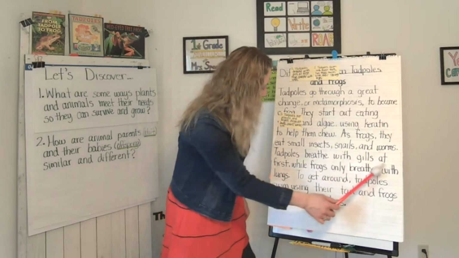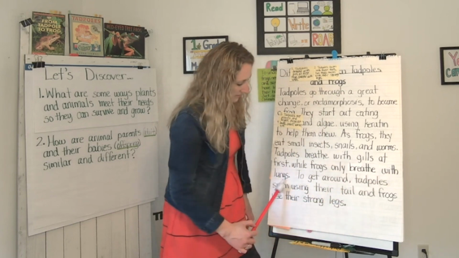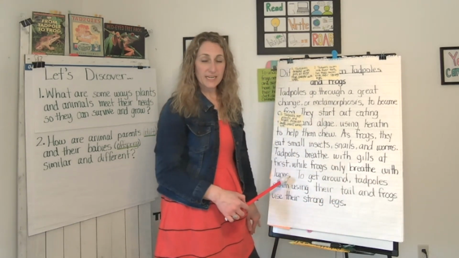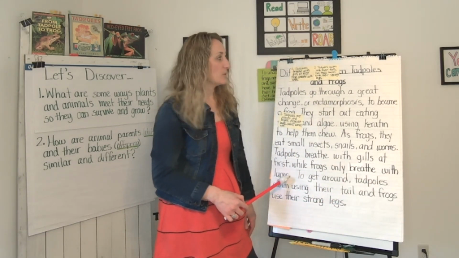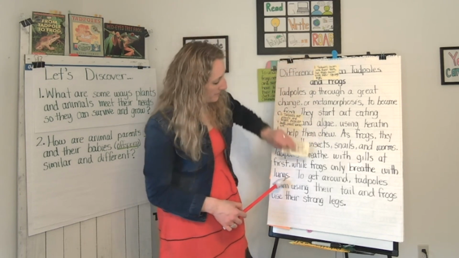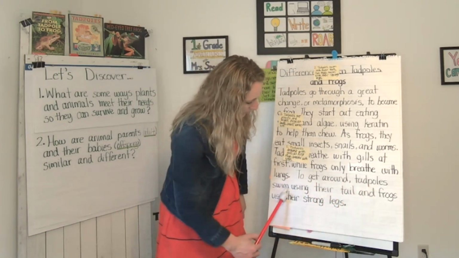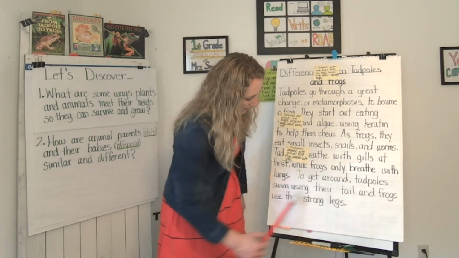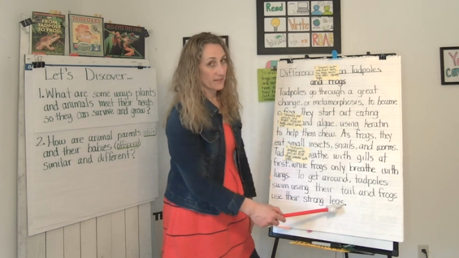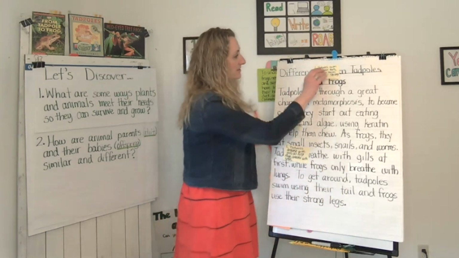Tadpoles breathe with gills at first, while frogs only breathe with lungs. Was that an important idea I needed? Yes, which one was that one? Idea number 1, okay. To get around, tadpoles swim using their tail and frogs use their strong legs. Is that another idea I wanted to get? It was. This idea right here.